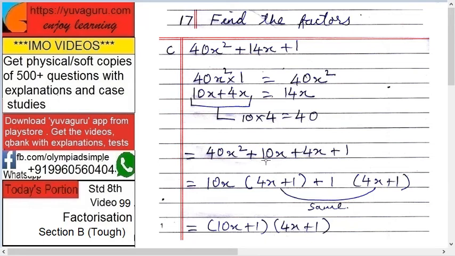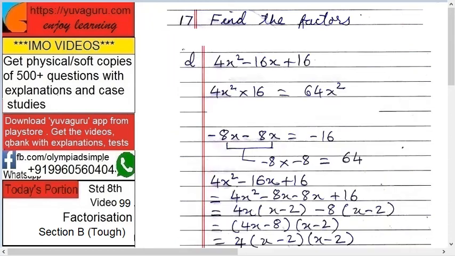Solve this first two now. 10x common, so 4x plus 1, take it the same 4x plus 1 on this side. What remains? 1. We have to get 4x now, so 4x is already over here, so it will be just 1. So now 4x plus 1 common. What remains? 10x plus 1, right, this bracket, into 4x plus 1. These are the factors.